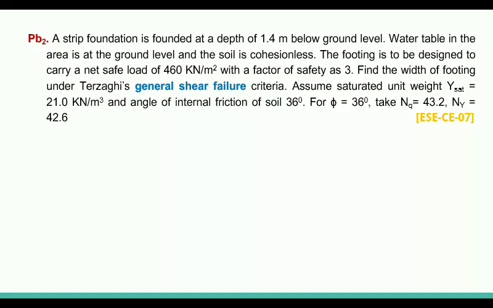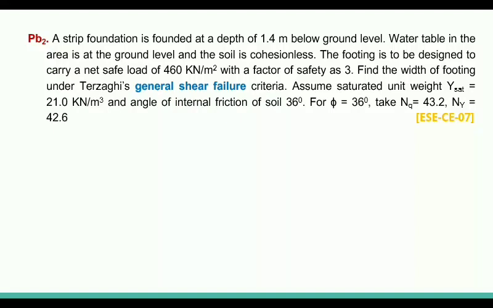Water table in the area is at the ground level and the soil is cohesionless. The footing is to be designed to carry a net safe load of 460 kN per meter square with a factor of safety of 3. Find the width of the footing under the Terzaghi general shear failure criteria. Here the criteria is mentioned, that is general shear failure.